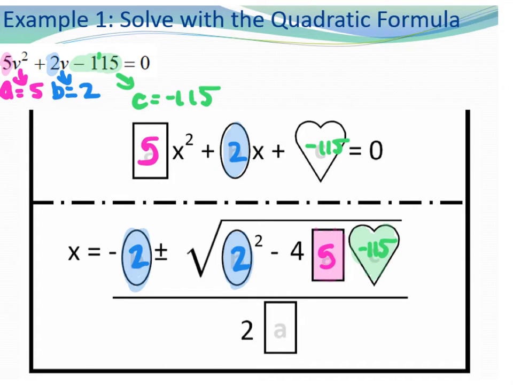And then it's divided by 2 times the value of a, which again, looking back at the original, is the box, the value of a. And from our original equation, the value of a is 5.